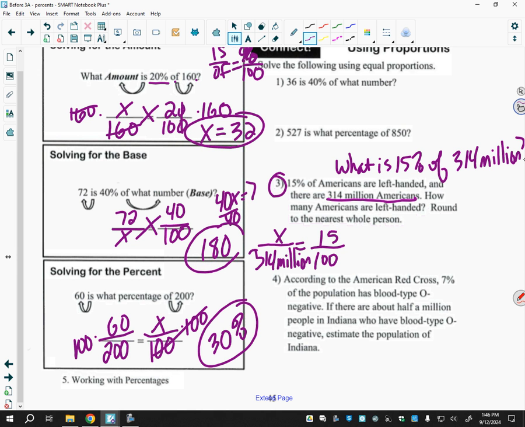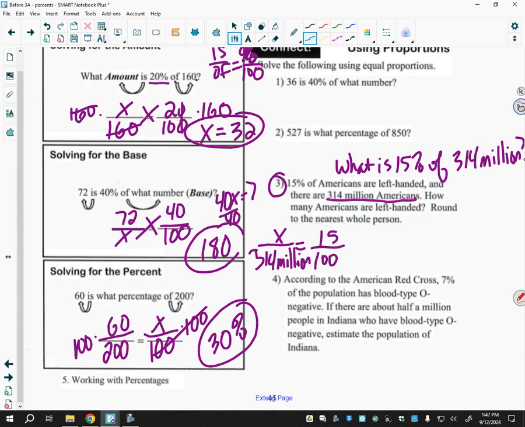But also, honestly, if I get this question, I'm going to do the easy route, and I'm just going to multiply 0.15 times 314 million, which is exactly what I'm going to do. The proportion is harder, but it works every time. That's what I'm saying. It just works every time.